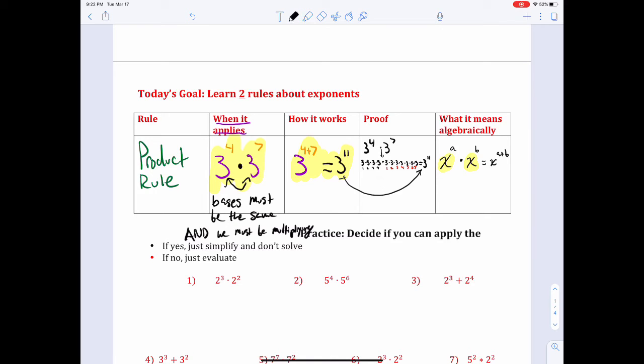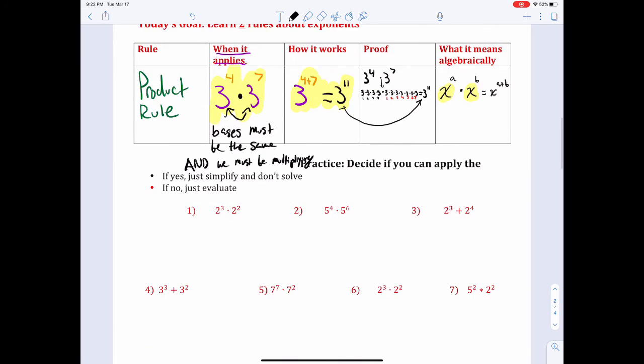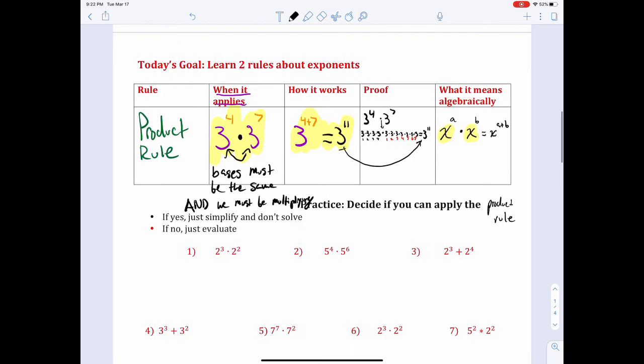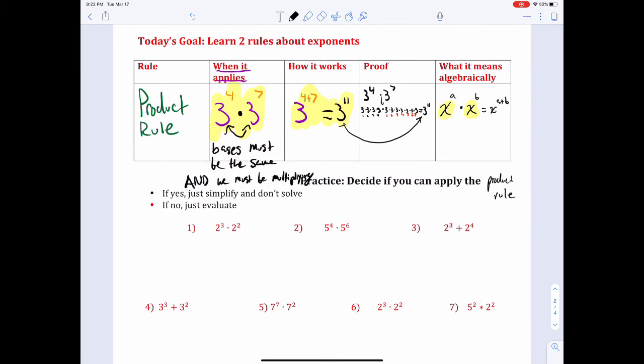So let's look right here at some practice. It says, decide if you can apply the product rule. If yes, just simplify and don't solve. If no, just evaluate. So evaluating is what you did on the Bell-Ringer. So let's look at the first one here.